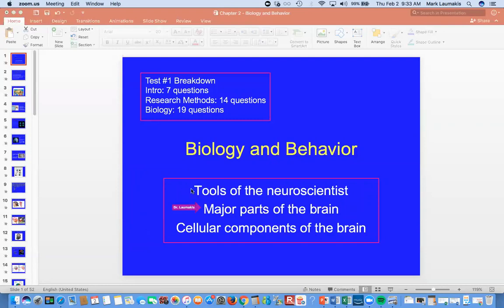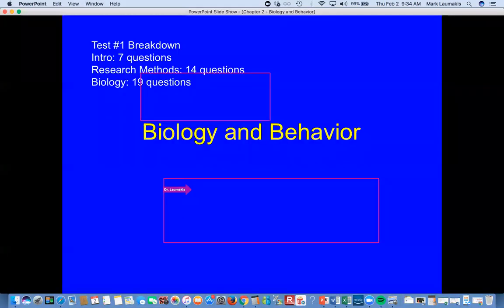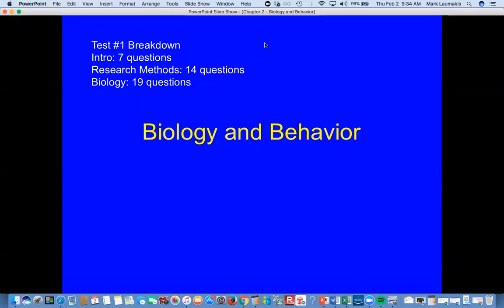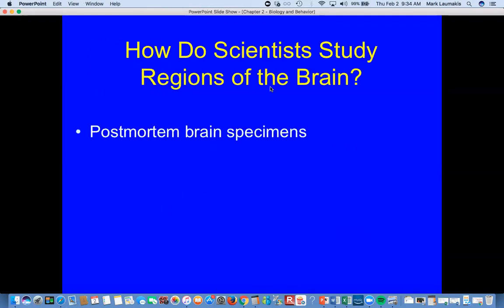So let's begin with a review of the major tools of the neuroscientist. We are going to take a look at 5 different major tools together. What I want to do is try to do this in full slideshow mode if I can get some cooperation like I was able to get in the 8 o'clock section. So these are the 5 major tools we're going to take a look at together.